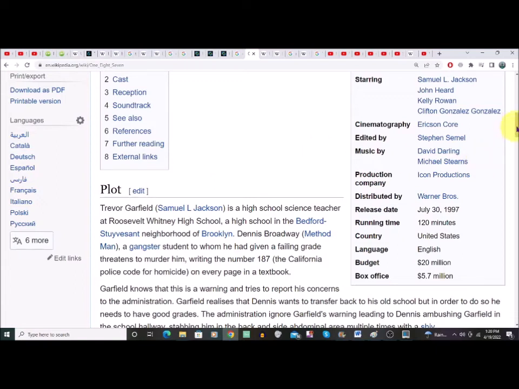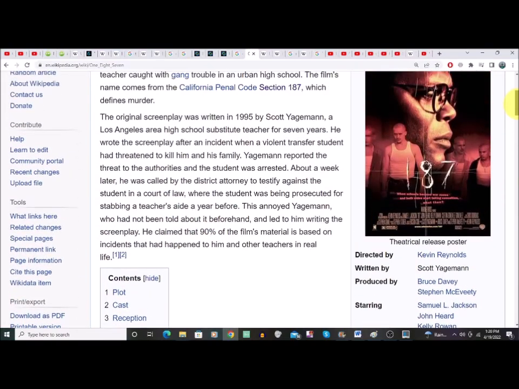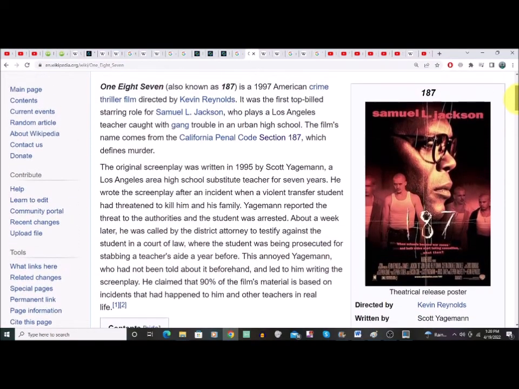Okay, and so this film, it's a good film. It's actually a really good film. It's worth a watch. It reminds me of Falling Down, where Michael Douglas takes the law into his own hands. He becomes a righteous man again. The same idea with a lot of Clint Eastwood stuff, yeah, becoming the righteous man. So 187, the name says it all.